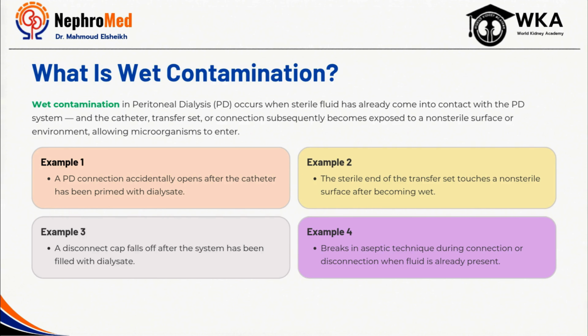So don't memorize the examples. Instead, ask yourself one simple question every time: was there already a fluid connection, a sterile pathway to the patient, when sterility was broken? If the answer is yes, you are dealing with wet contamination, and that's clinically important because the risk of microorganisms reaching the peritoneal cavity is substantially higher than with dry contamination. That single question will help you classify almost every contamination event correctly.